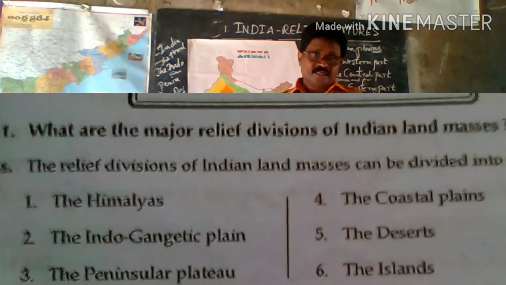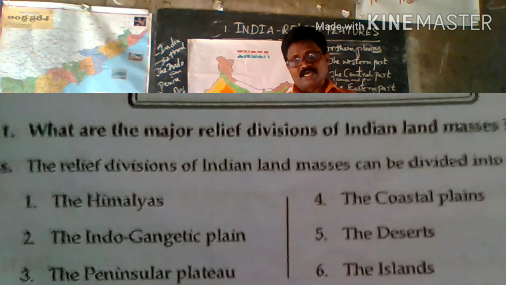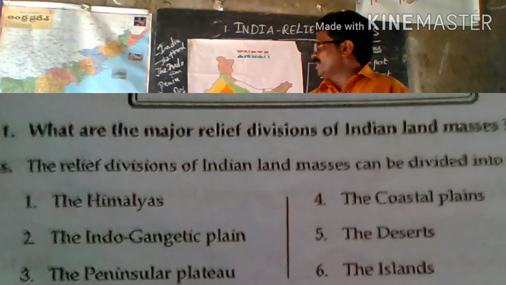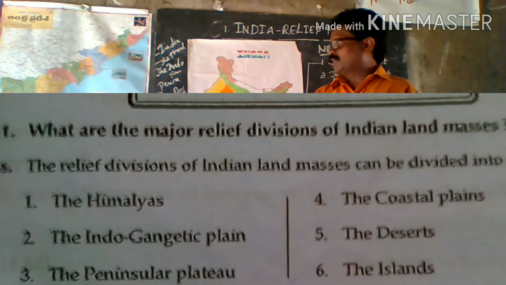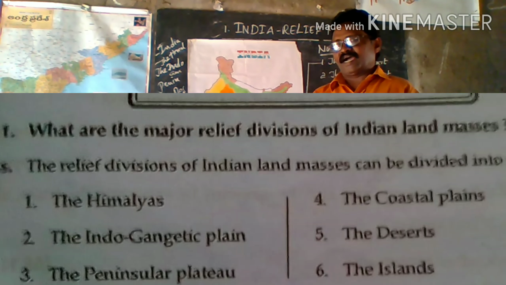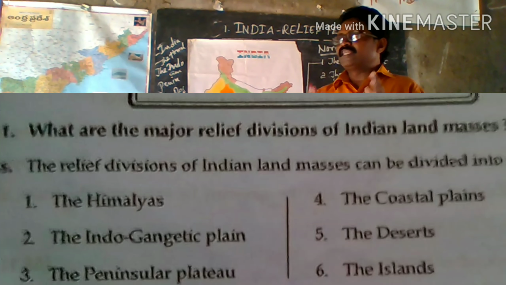What are they? The first one is the Himalayas. Second one is the Indo-Gangetic Plains. Third one is the Peninsular Plateau. Fourth one is the desert. Fifth one is the coastal plains. And the last one, the sixth one, is the islands.